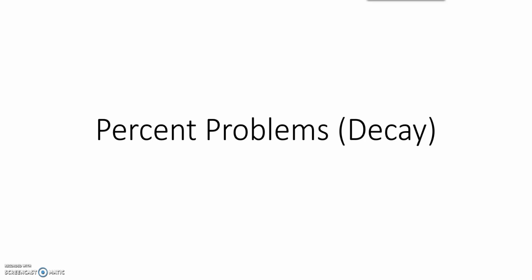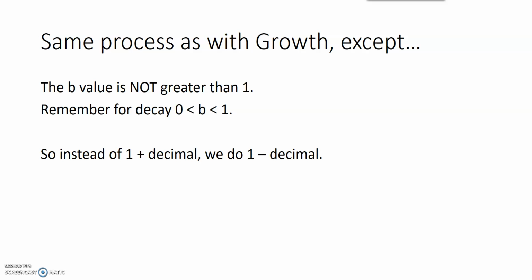Okay, so our last video was on percent problems that were growth, where our b-value was greater than 1. This video is about percent problems that have decay, which again means our b-value is between 0 and 1. So the first thing we're going to do is talk about what that means. Really it's the same process that we had for growth, except, like I said, that b-value is not greater than 1. It's between 0 and 1.